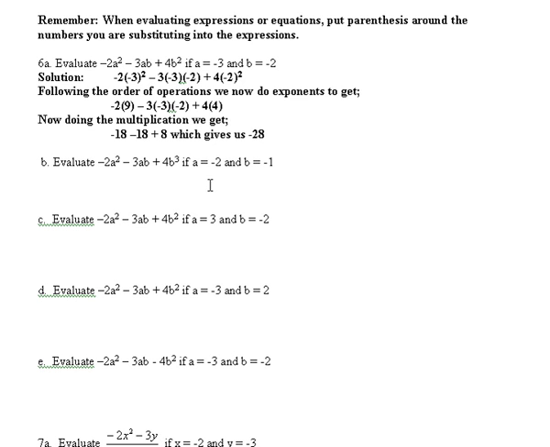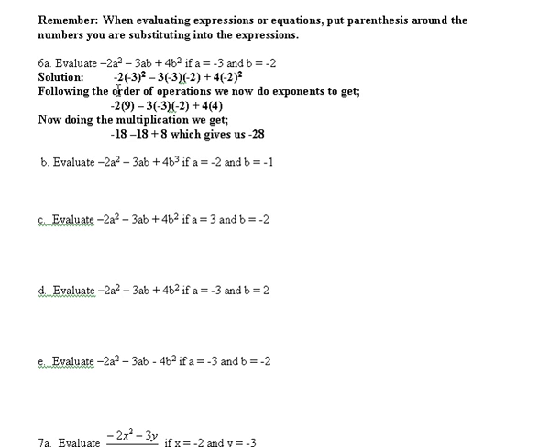Evaluating more expressions here. Just a note, when evaluating expressions or equations, put parentheses around the numbers you are substituting into that expression. So here's an example. If we evaluate this expression right here, when a equals -3 and b equals -2, I'm going to put -3 everywhere there's an a with parentheses around it. And I'm going to put -2 everywhere there's a b with parentheses around it.